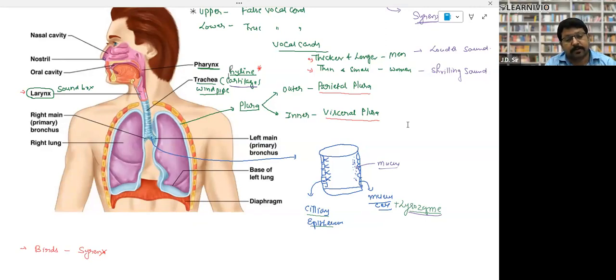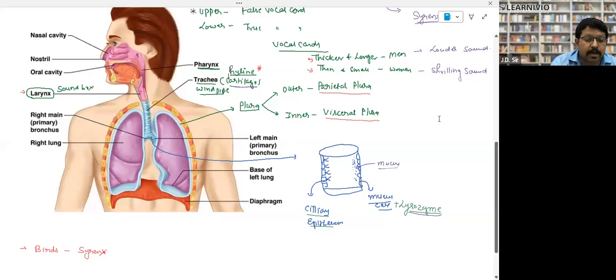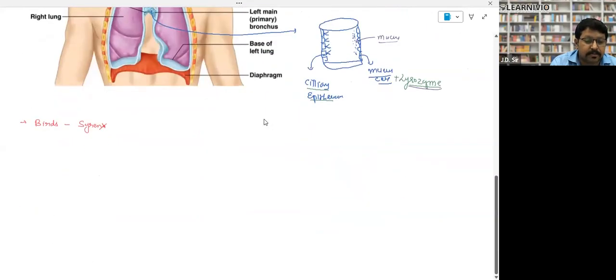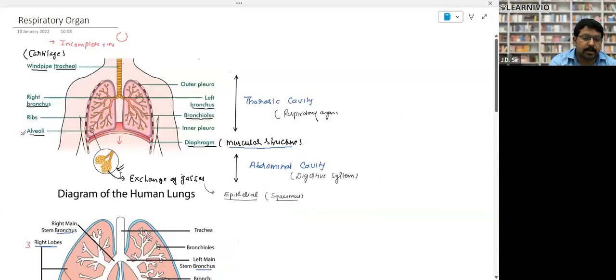Next point. The bronchi bear small balloon-like structure called alveoli. Full stop.